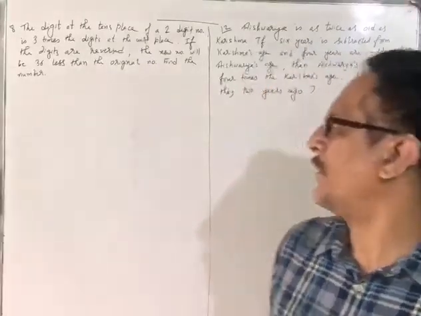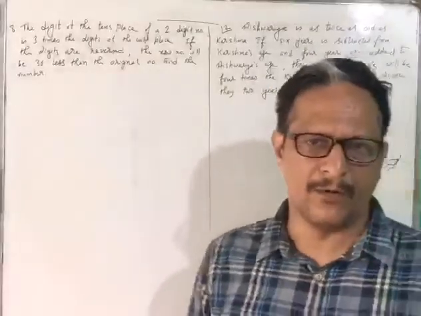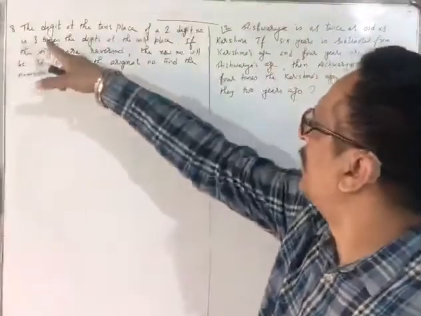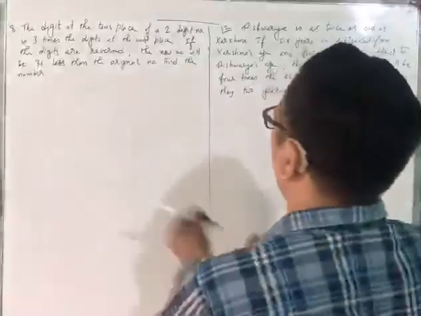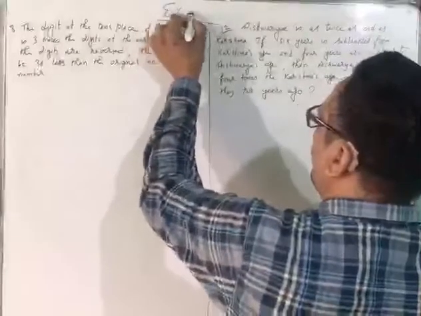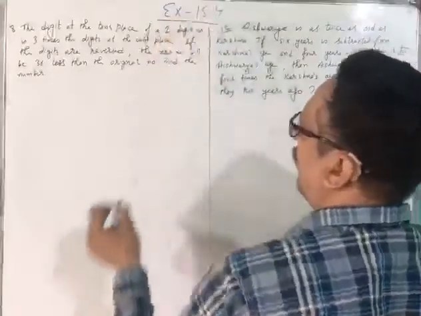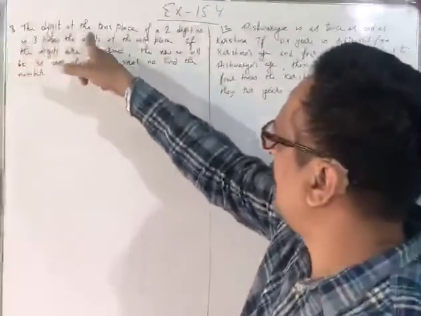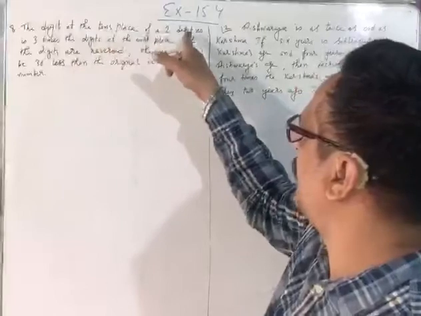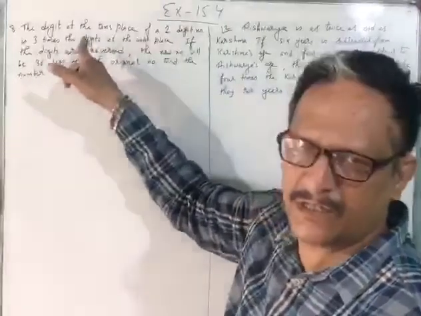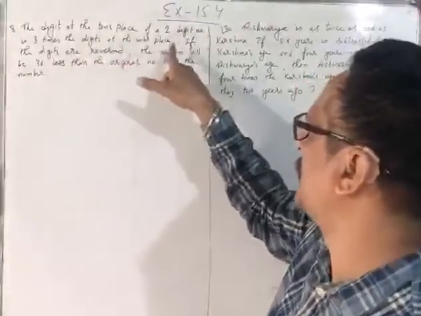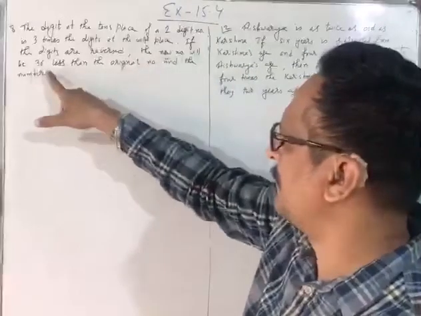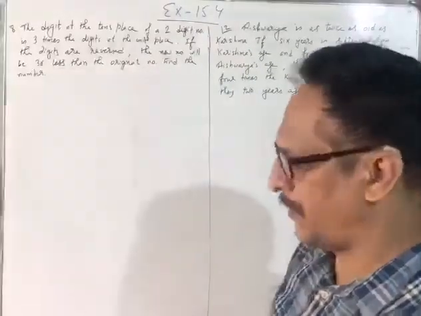Okay, so I have written two questions on the whiteboard. So what is written here? Let's see. Question number 8, exercise 15.4, word problems. The digit at the tens place of a two-digit number is three times the digit at the unit place. If the digits are reversed, the new number will be 36 less than the original number.